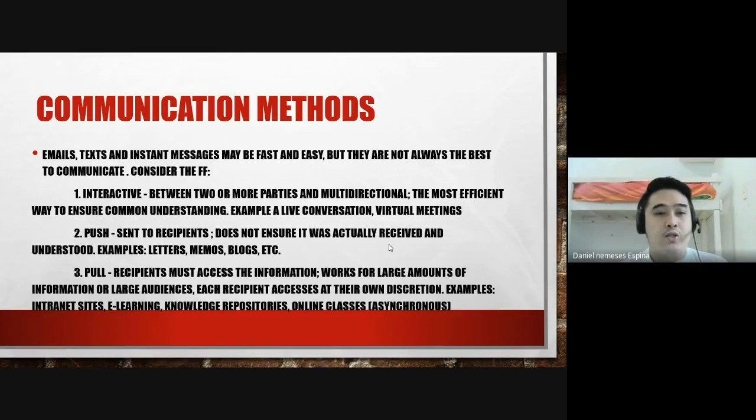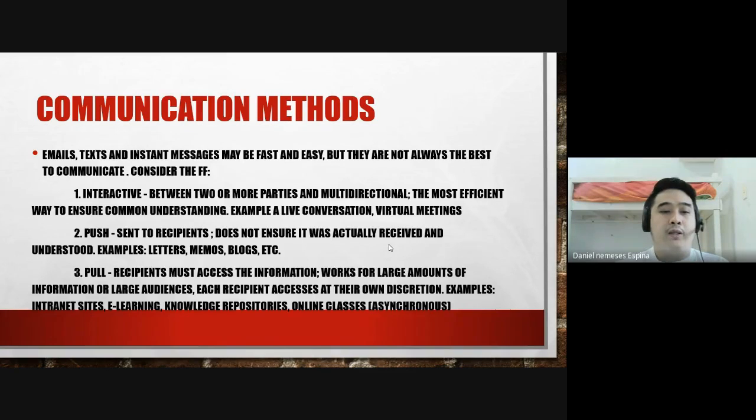So push, these are sent to recipients. So it does not ensure it was actually received and understood. So there is no way kung wala nimo wa ka kay balo ko ang tanan man communication nga na-receive nila is nasabtan. Okay? So that's what we call push. So when we send to recipients, that's a push communication. Example of that are letters, memos or memorandums, the blogs, okay? So etc.